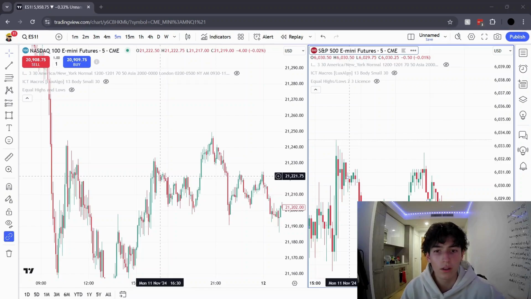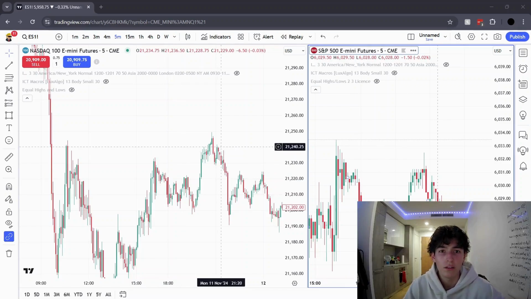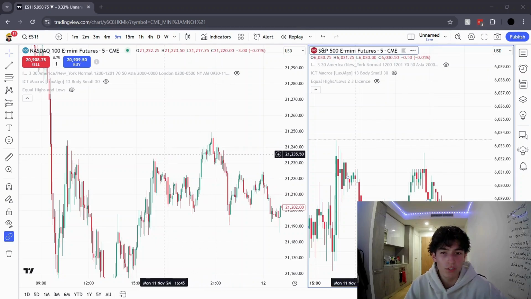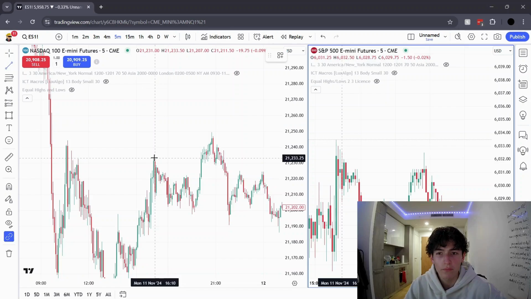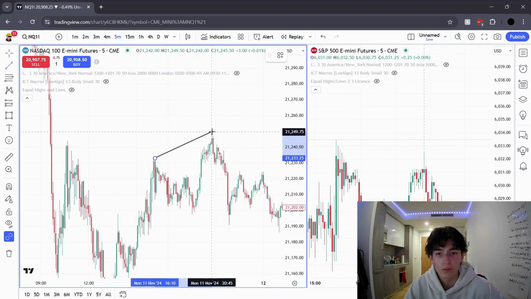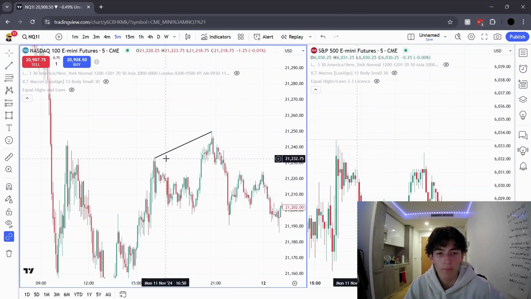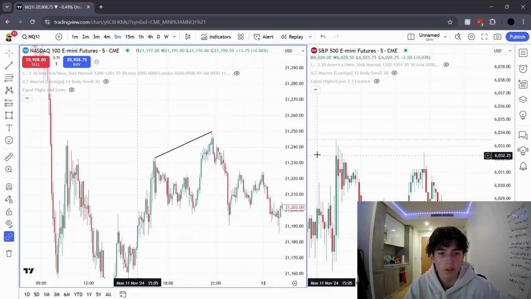All right, now I found one. I found an SMT to the downside, right? A bearish SMT. A bearish SMT is basically the same thing, but just upside down. So it's when you see NQ take out a high, but at the same time, ES does not take out that same high.